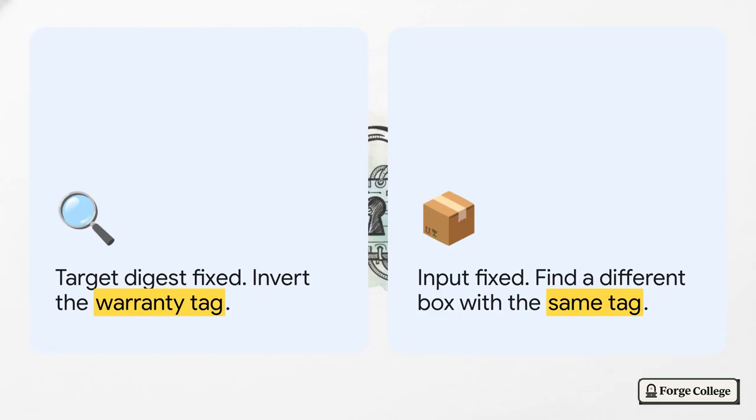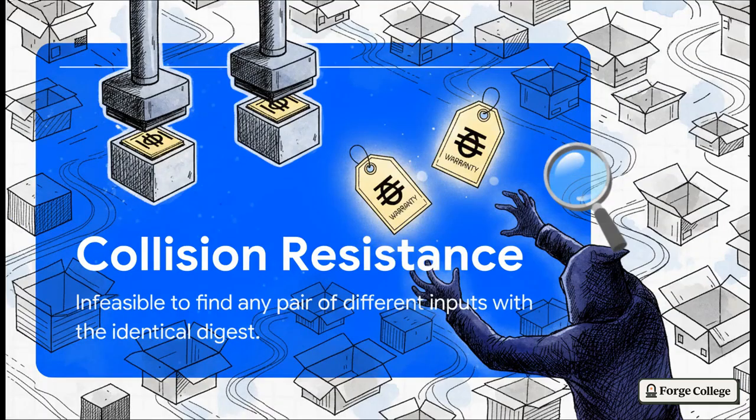Pre-image resistance means the attacker only has that warranty tag, the digest. Their goal? To magically reverse engineer the contents of the box. I mean, with modern 256-bit hashes, this is hilariously futile. Then you have second pre-image resistance. Here, the attacker already has a filled box and its tag, say a perfectly legitimate file. Their goal is to find a completely different file that magically stamps out the exact same tag. Again, mathematically infeasible.